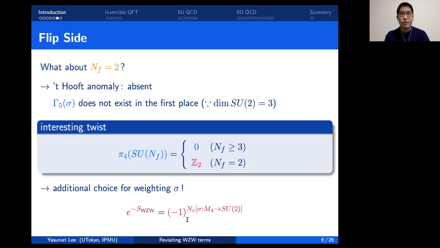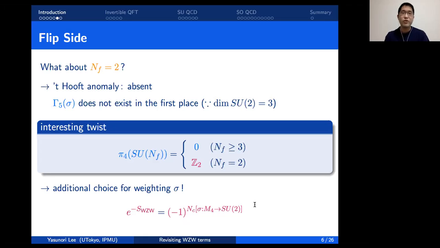So this weight term is actually known to be equal to the ordinary Wess-Zumino-Witten term for N_F larger than or equal to 3, when we think of this SU(2) as a subgroup of SU(N_F). So we call this term the discrete Wess-Zumino-Witten term. And believe it or not, this discrete Wess-Zumino-Witten term can also be captured by the same bordism group which we saw in the previous slide.